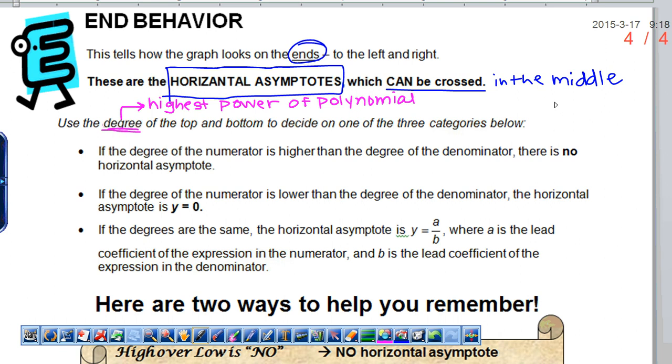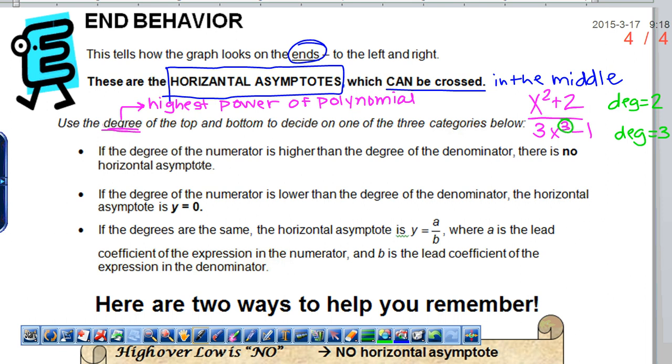So if I had, you don't have to write this down, x squared plus 2 over 3x cubed minus 1, what's the degree of the numerator? 2, because it's the highest power of the numerator. So the degree of the numerator would be 2. What's the degree of the denominator? 3, for that 3 right there. So do you see we're looking at the powers? Okay. All right, so there's 3 cases.